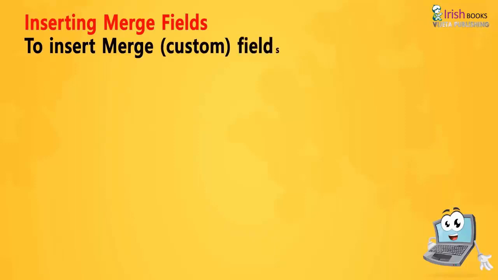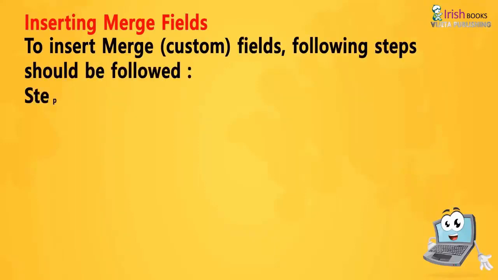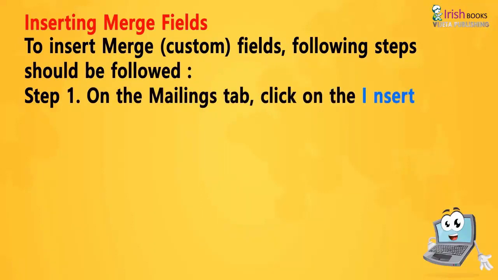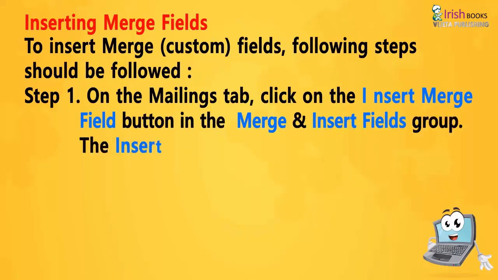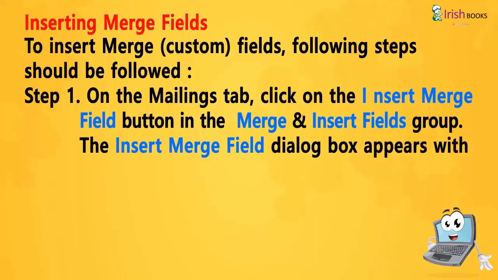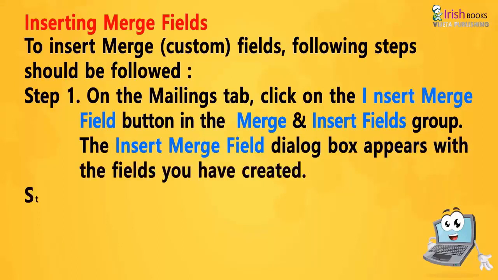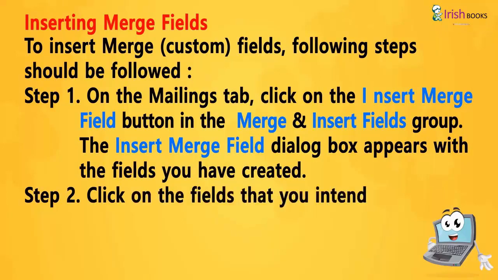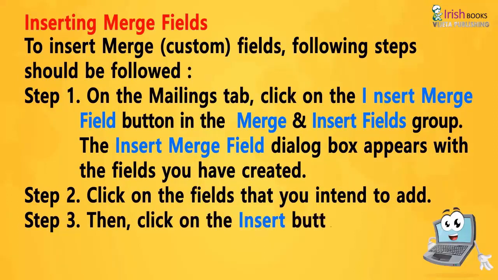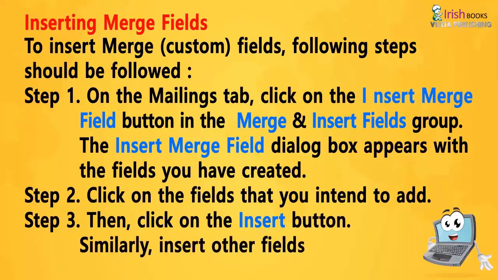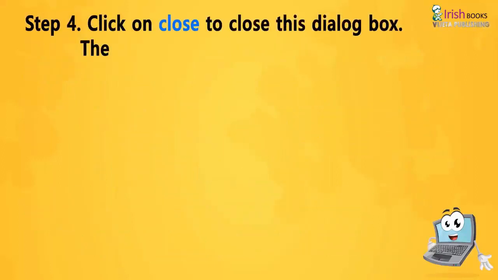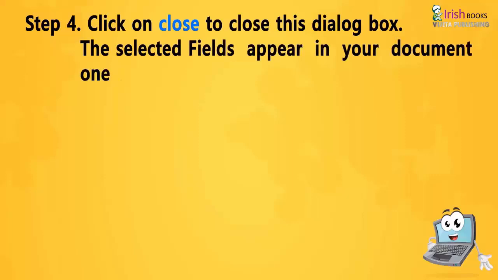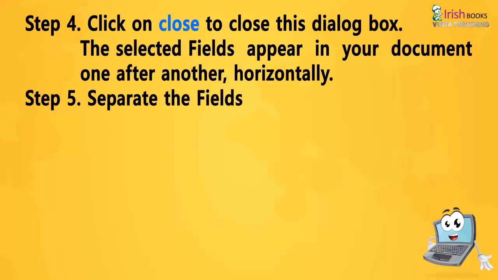Inserting merge fields. To insert merge fields, the following steps should be followed. Step 1. On the Mailings tab, click on the Insert Merge Field button in the Write and Insert Fields group. The Insert Merge Field dialog box appears with the fields you have created. Step 2. Click on the fields that you intend to add. Step 3. Then click on the Insert button. Similarly, insert other fields into the document. Step 4. Click on Close to close this dialog box. The selected fields appear in your document one after another horizontally. Step 5. Separate the fields by pressing the Enter key.